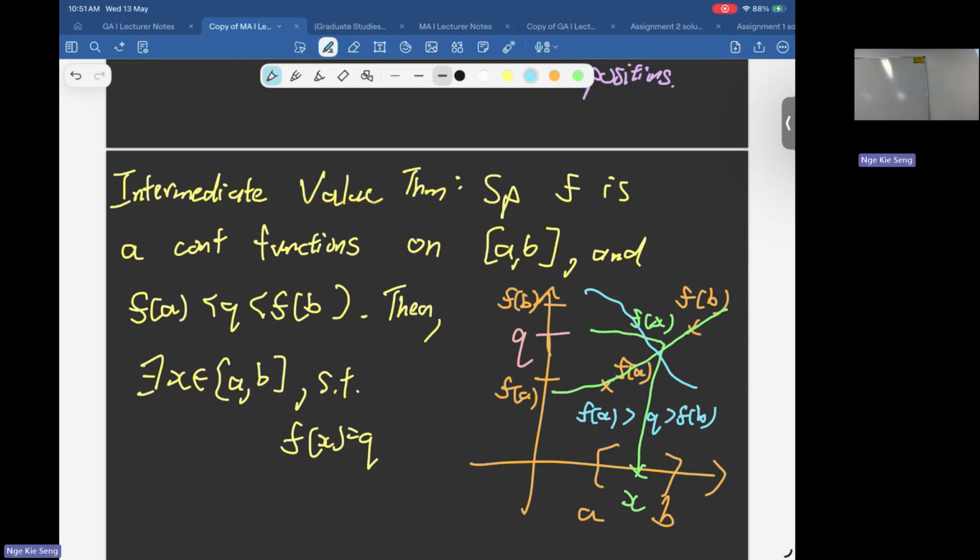So from this intermediate value theorem, you can prove the other direction, where FB is greater than Q greater than FA. In this case, similar proof. You can write down a similar proof. Then you will achieve the usual intermediate value theorem that you find by searching on the internet. Yeah, that's right.